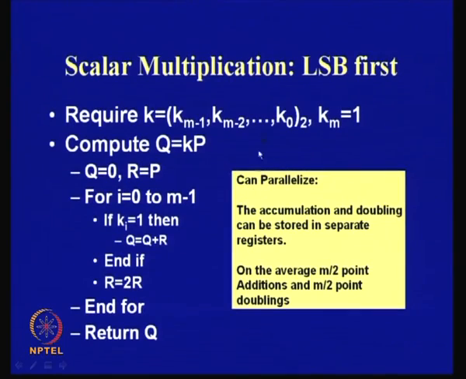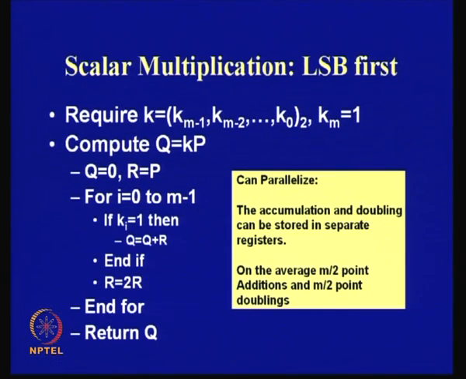Similar to this, you can actually do an LSB first algorithm also, where you go from k 0 to the MSB. Here again k m is 1 and these are the corresponding binary values. Now I want to compute again Q equal to k into P. For this, instead of having one register, we choose two registers, call one of them Q and the other one R. We initialize Q to 0 and R to the value of P.